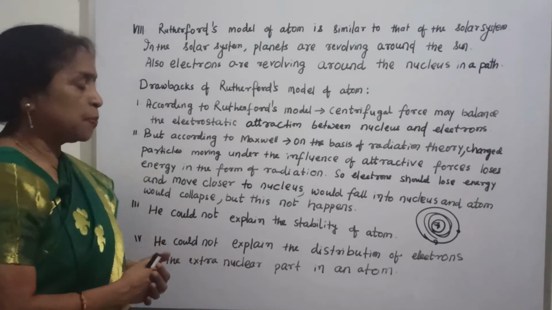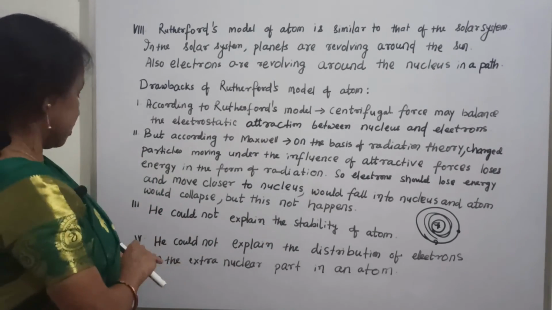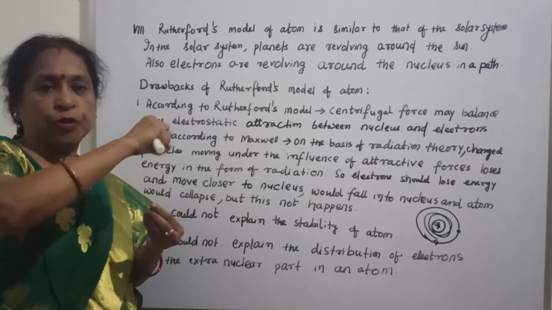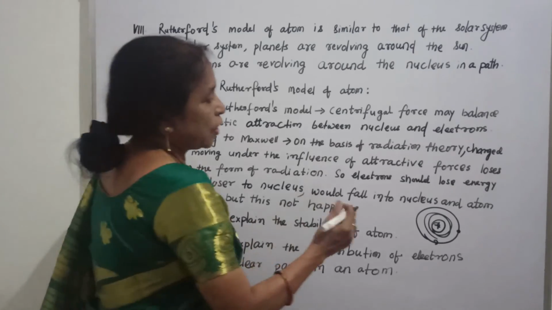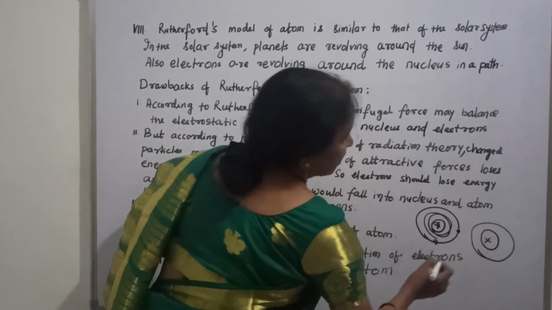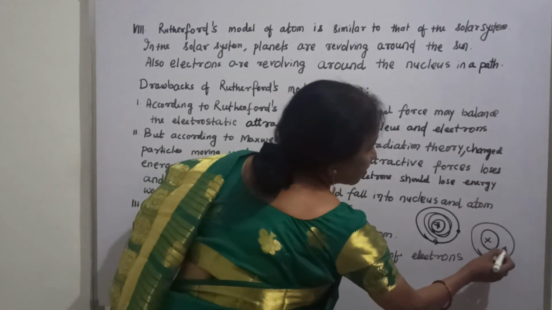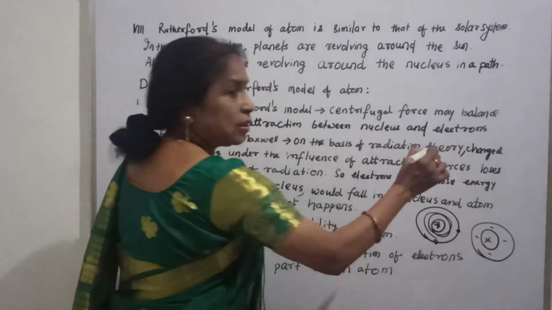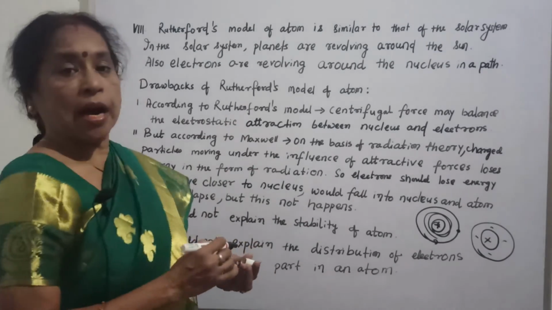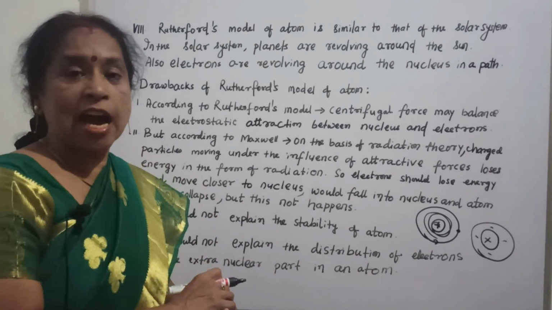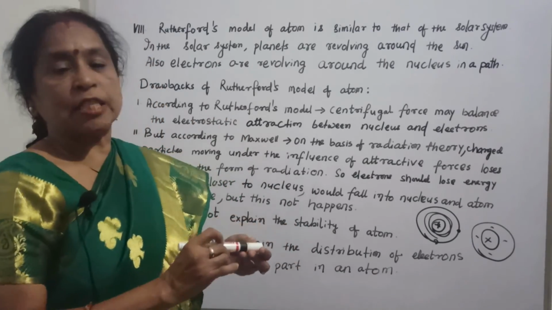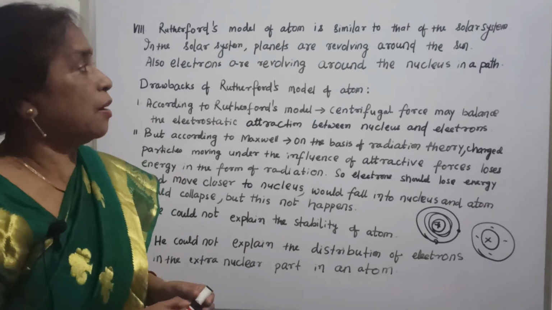He also could not explain the distribution of electrons in the extranuclear part, how the electrons will be distributed there. This is the nucleus, and this is the extranuclear part, and how the electrons are arranged there and how they remain stable is not explained by Rutherford's model of atom.